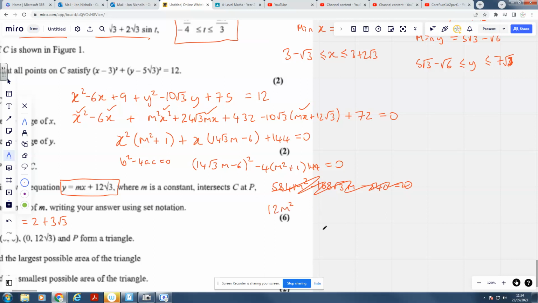You just get so fed up with doing this, you try and rush it, and then you make a mistake. Minus, now I think that is going to be minus 168 root 3m. And then I'm going to have on the end minus 540. Oh, 576, but then I've got a plus 36, so 36 minus 576. I think that minus 540 is correct.